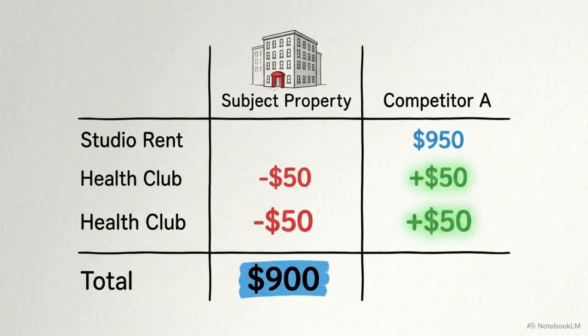This chart shows a direct comparison matrix. We start by looking at standard market rates for a specific unit size. In this baseline scenario, competitor A is renting out a studio apartment for $950 a month. But we have to look closely at amenity valuation. Competitor A features an on-site health club for its residents, which is valued at $50 a month. If your subject property lacks that specific amenity, you must subtract that $50 value to remain competitive. Your final adjusted rent for a comparable studio becomes $900.